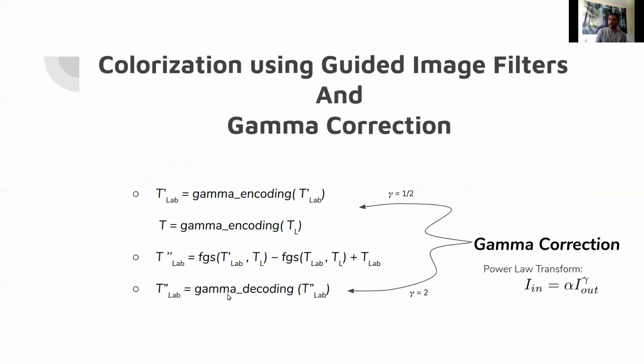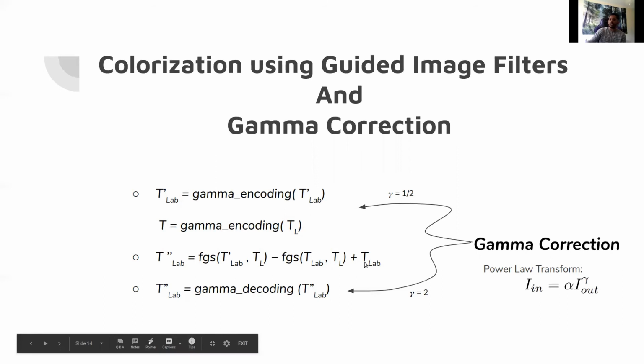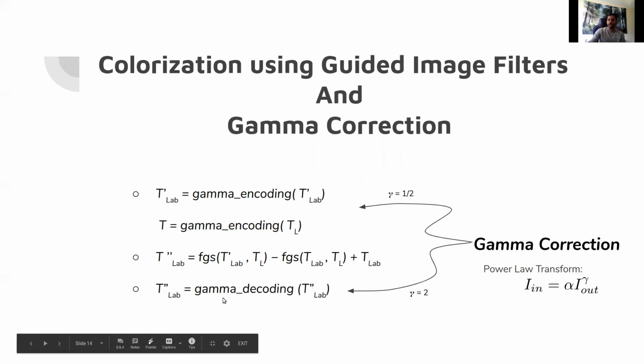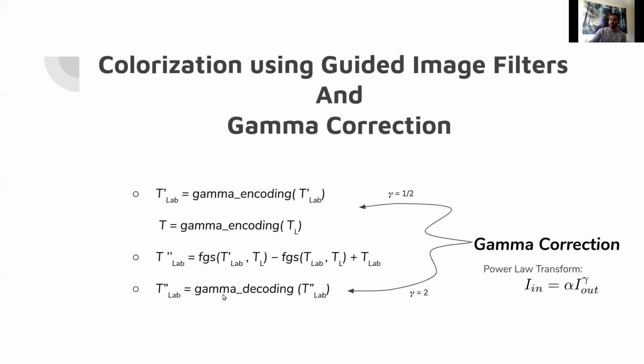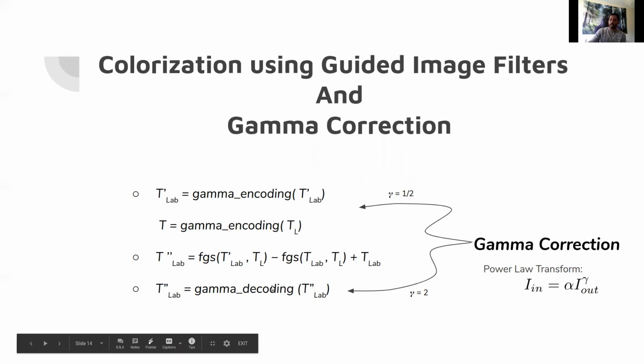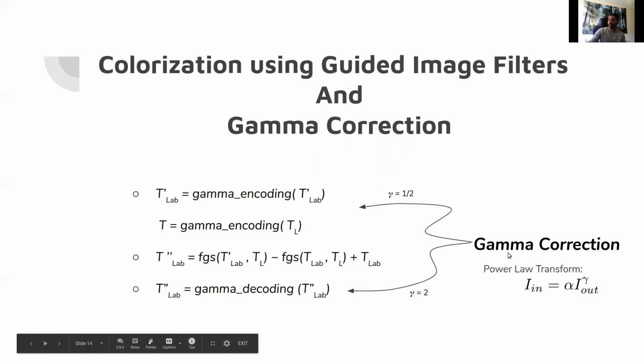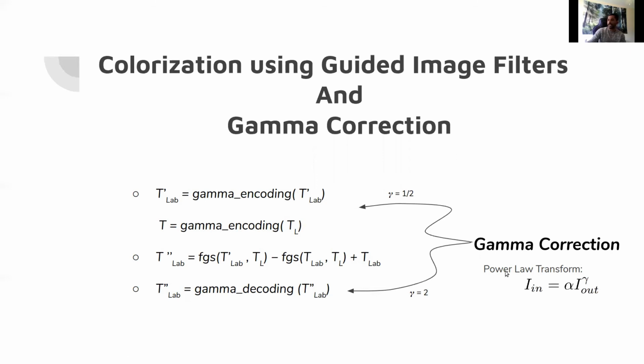Specifically, after obtaining the reconstructed image from deep image analogy, we performed gamma encoding on both target and the reconstructed image, where we used a gamma value of 1/2, and this was followed by the step that we performed in colorization using guided image filters. And then finally, we perform gamma decoding with gamma value of 2 to obtain the resulting colored image, which is T double prime LAB. And for both the gamma encoding and decoding, we basically perform the power law transform given by this equation.